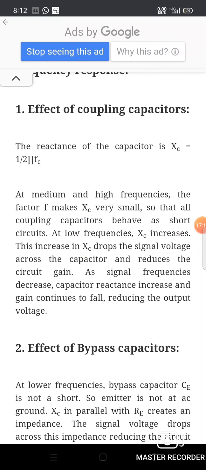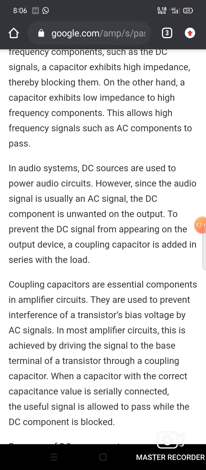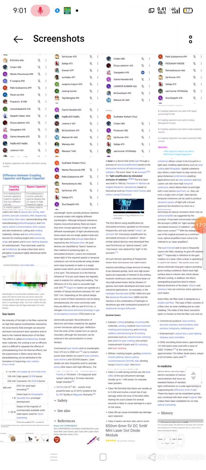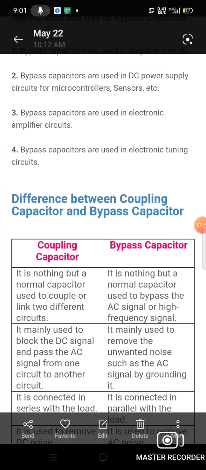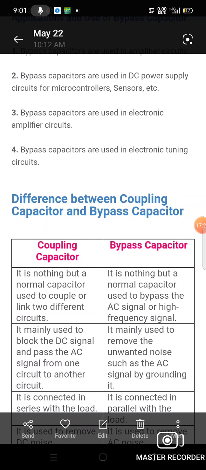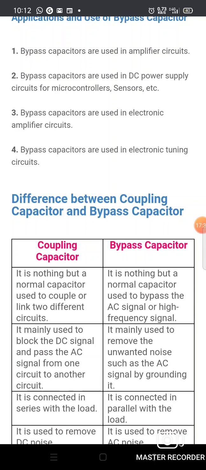And next, we have comparisons between the coupling capacitor and the bypass capacitor in amplifier circuits. What are the coupling capacitor functions and what are the bypass capacitor functions? We have the comparison table here.